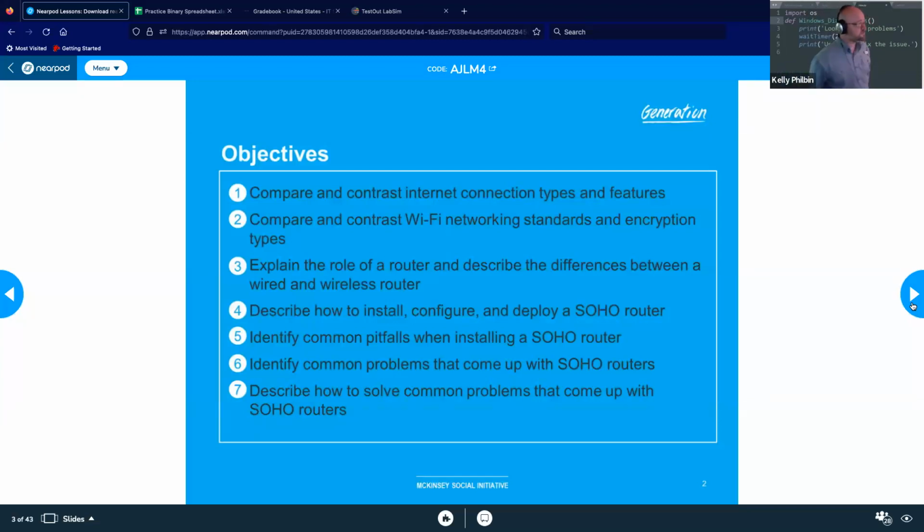Big fun there. We're going to be explaining the role of a router and describe the differences between a wired and wireless router. We're going to be identifying some common pitfalls when installing a SOHO router and common problems that come up with SOHO routers, and then describe how we would go about solving them.